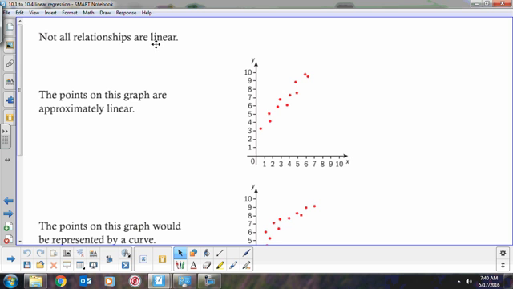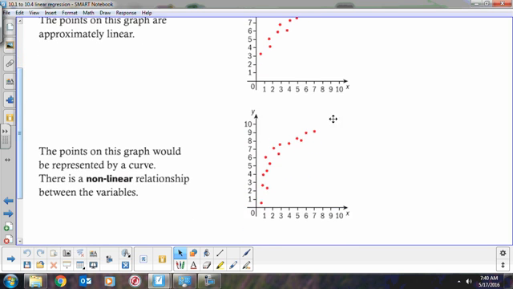Not all relationships are linear. That approximately looks linear. This does not. And one of the options is to not fit a linear equation, but to try to fit a curve equation. There's a lot of math with the linear, and that's why they put it in here. But be aware that everything's not linear.